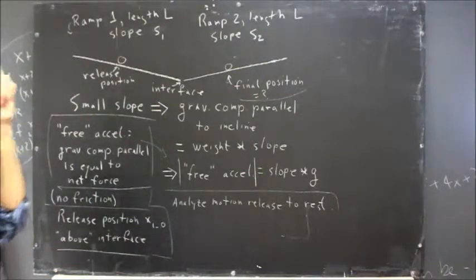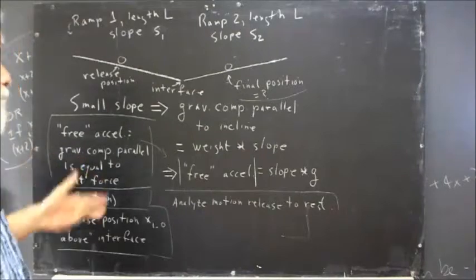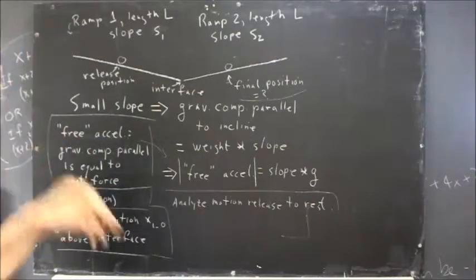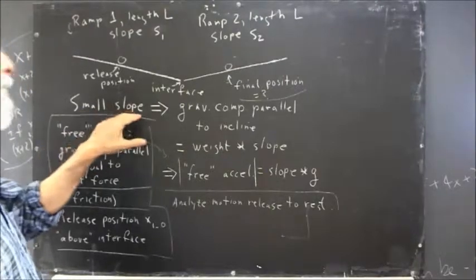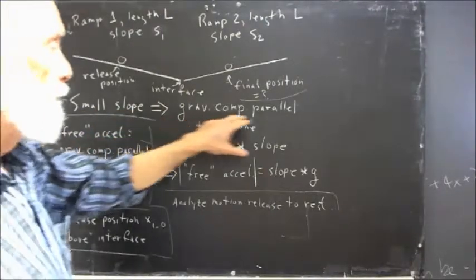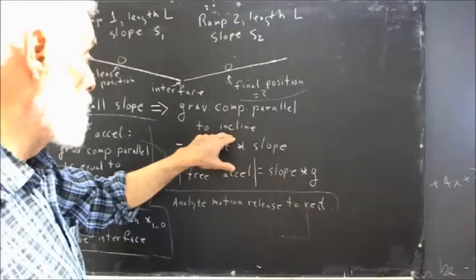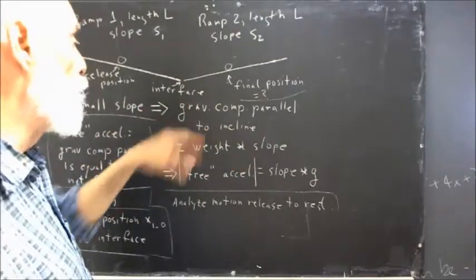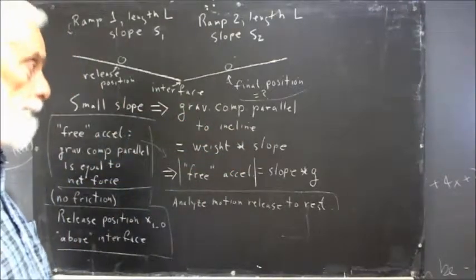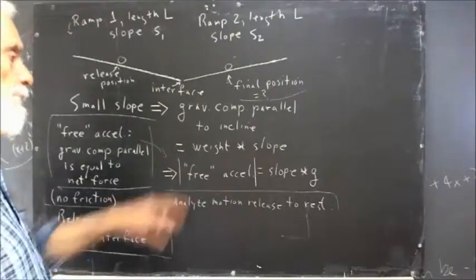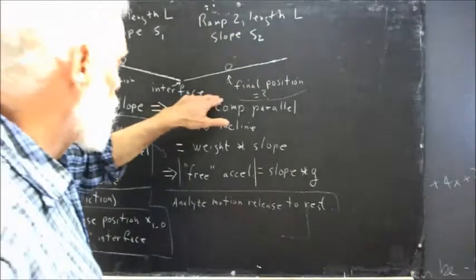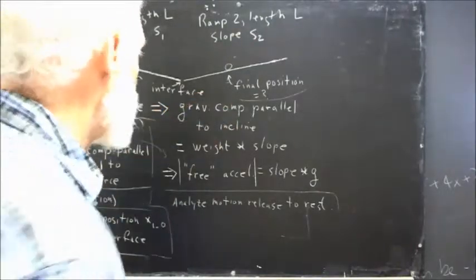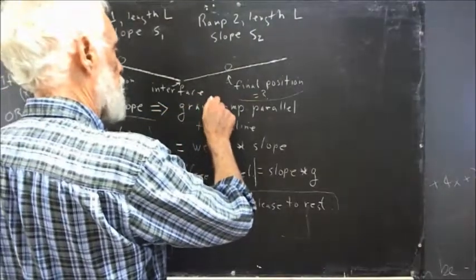Now, let me reiterate what we've already seen, or at least what I've already asserted is very easy to prove. But for a small slope, the component of the gravitational force parallel to the incline is equal to the weight times the slope. That's a little vague. I should put the words gravitational force in there. I guess I'd better.